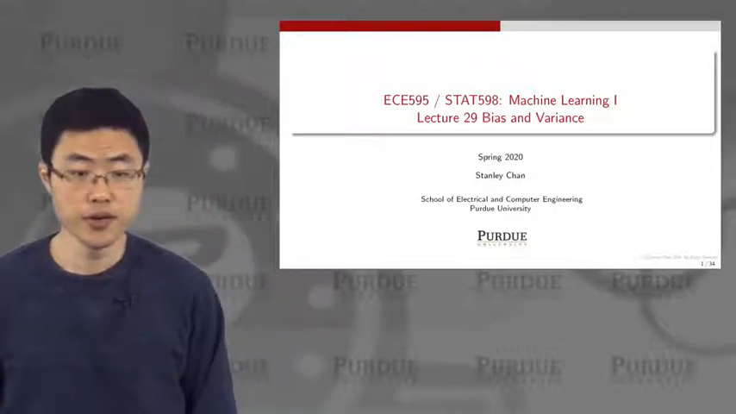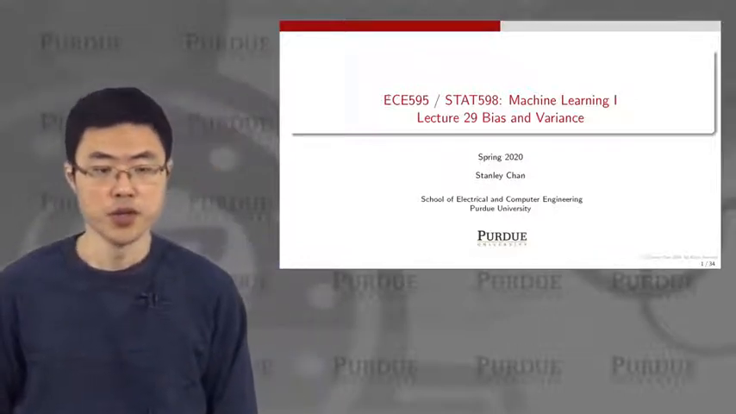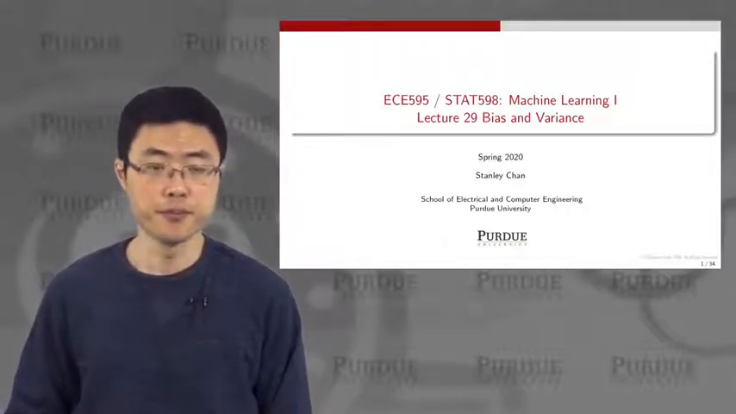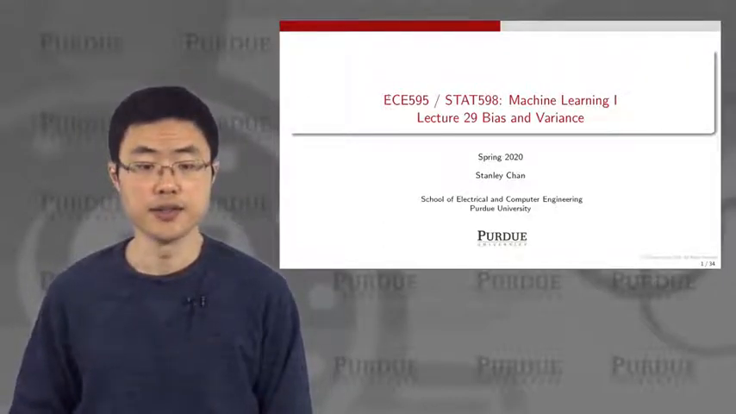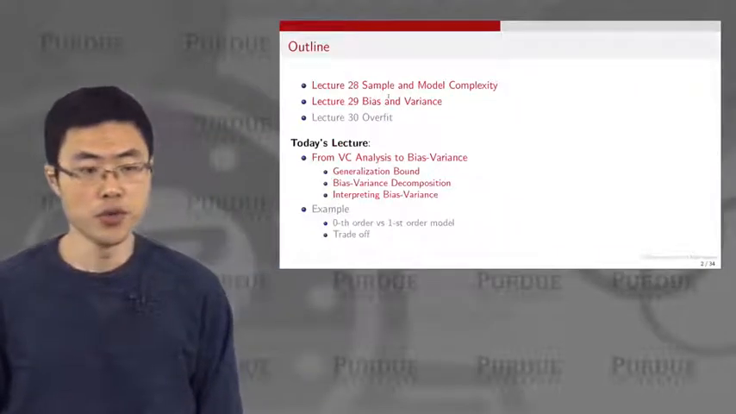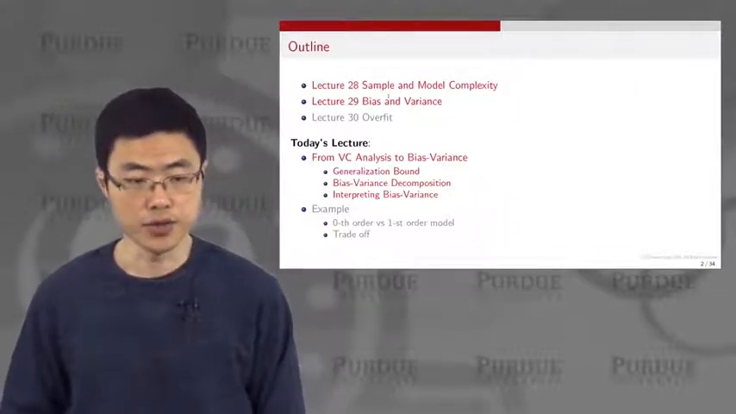Welcome to Lecture 29 on bias and variance. Today we are going to look at another perspective that is different from the VC dimension and is coming from the angle of bias and variance. So this is the outline of today's lecture.